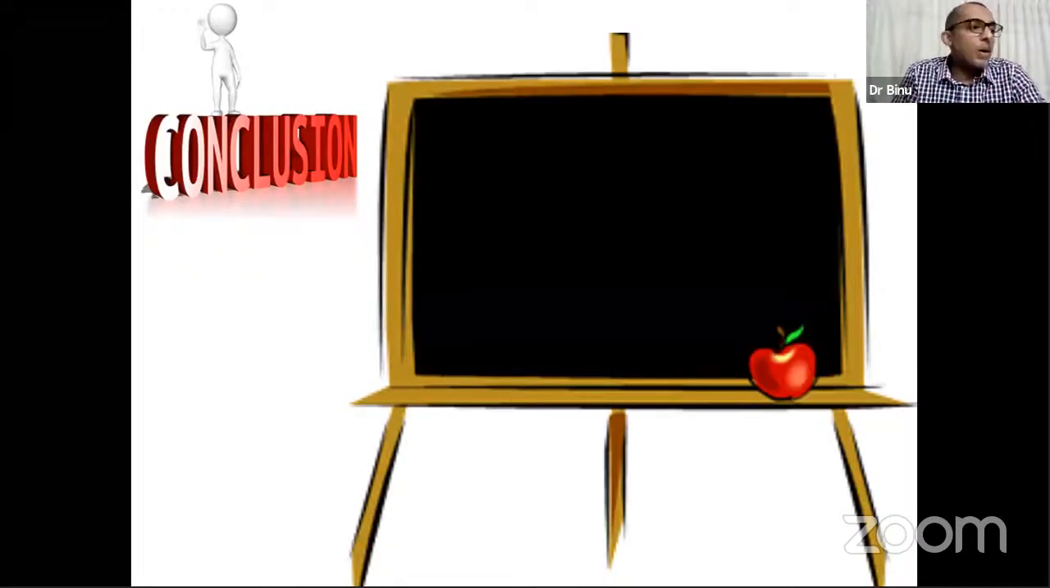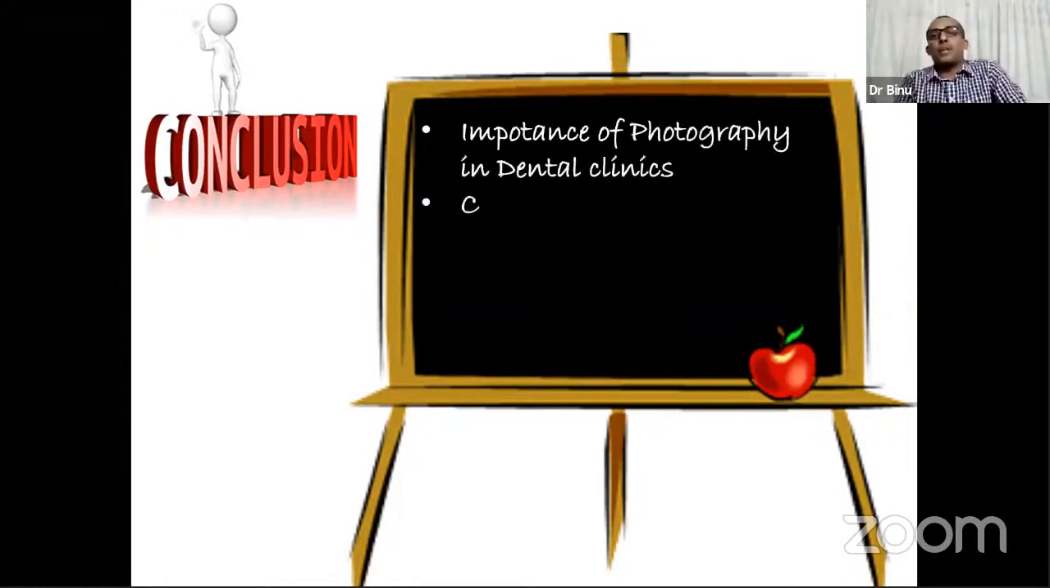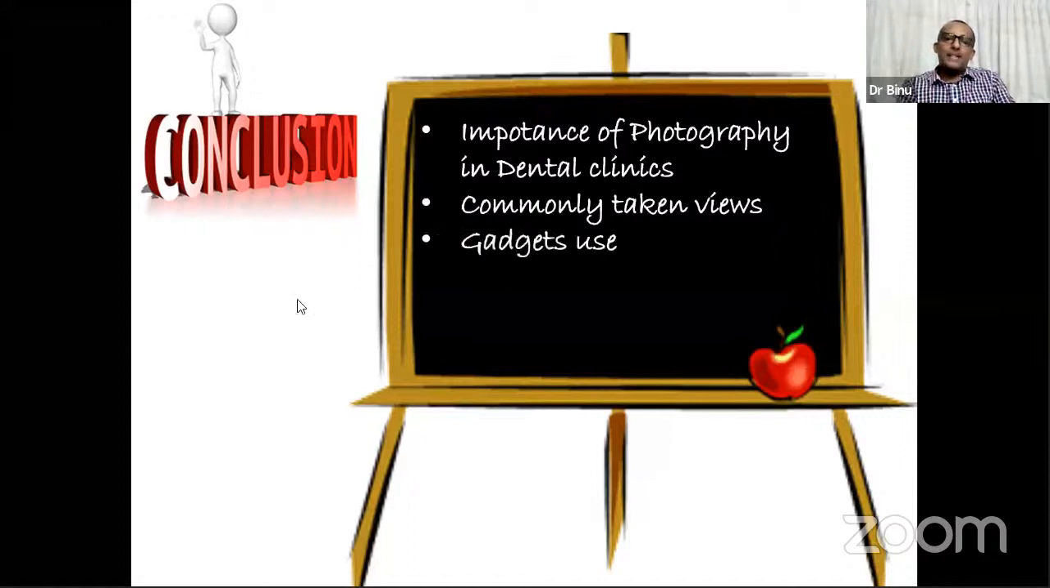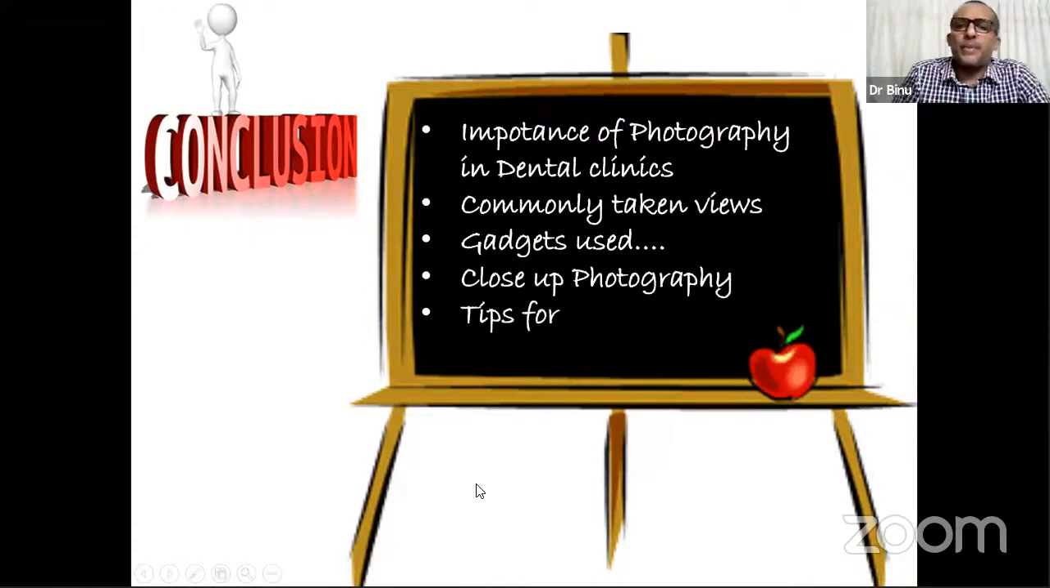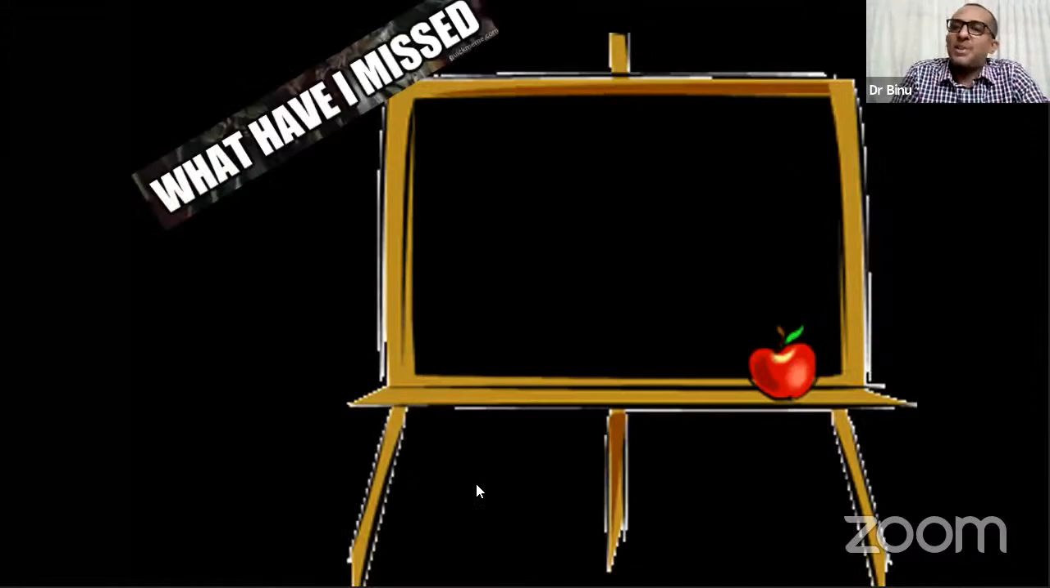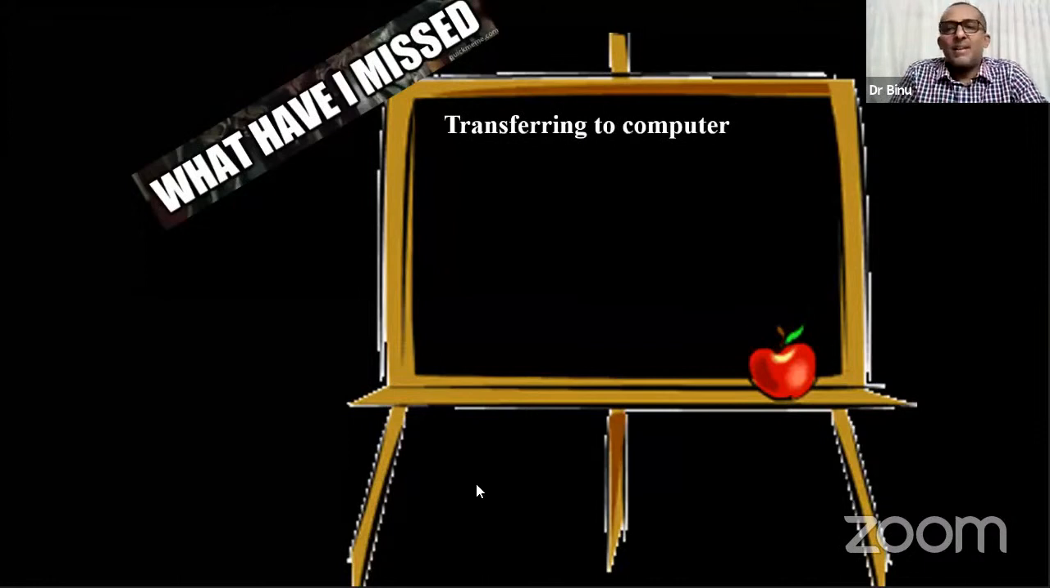So to conclude, what all did I cover? Talked about the importance of photography in a dental clinic. Talked about the most commonly taken pictures in a dental clinic. Gadgets used in dental photography. Talked a little about close-up photography. Some tips for SLR users. What did I miss today? I know I've missed a lot of stuff.